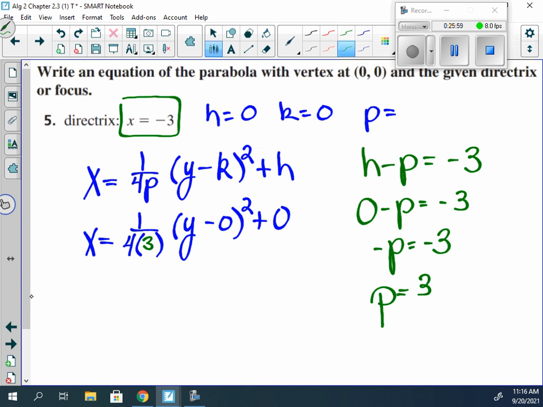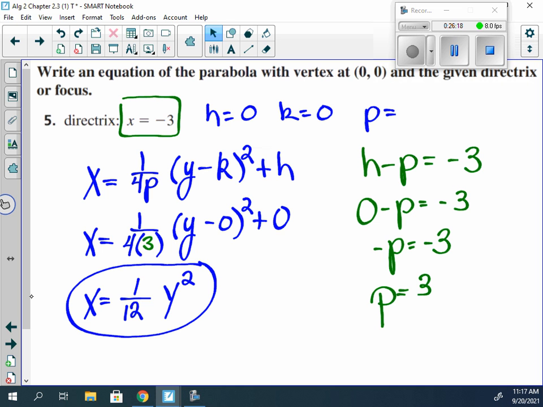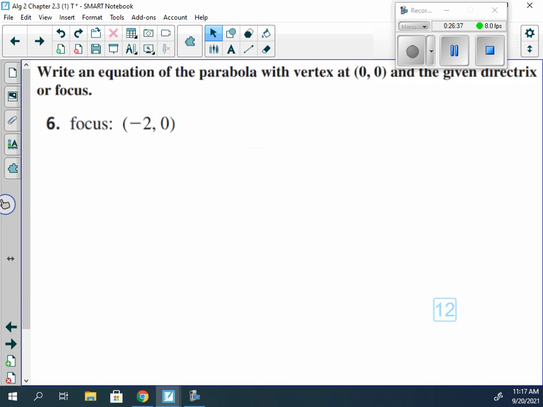Plug it in. X equals 1 over 4 times 3, y minus 0 is just y squared. Now, when we start looking at them tomorrow, if it was like y minus 2 in parentheses squared, we're going to leave it. We're not going to try to simplify. We'll just leave it as that there. The reason we simplify this here is because y minus 0 is just y. We can simplify it easily without much hassle. Questions on this here? All right.